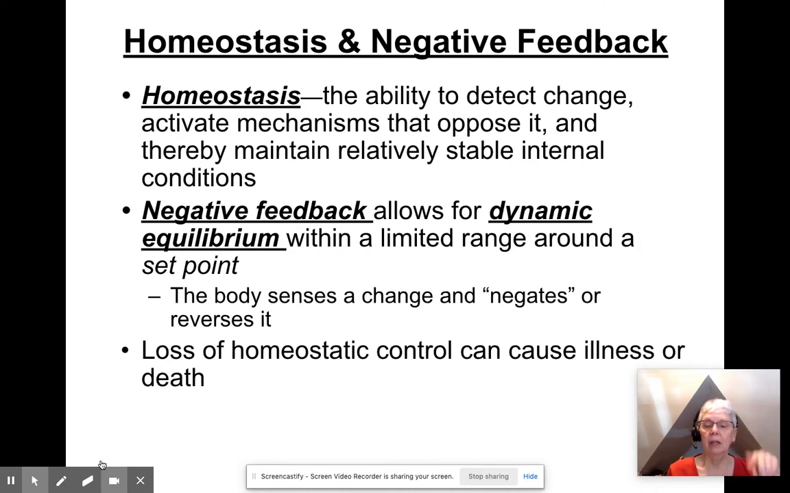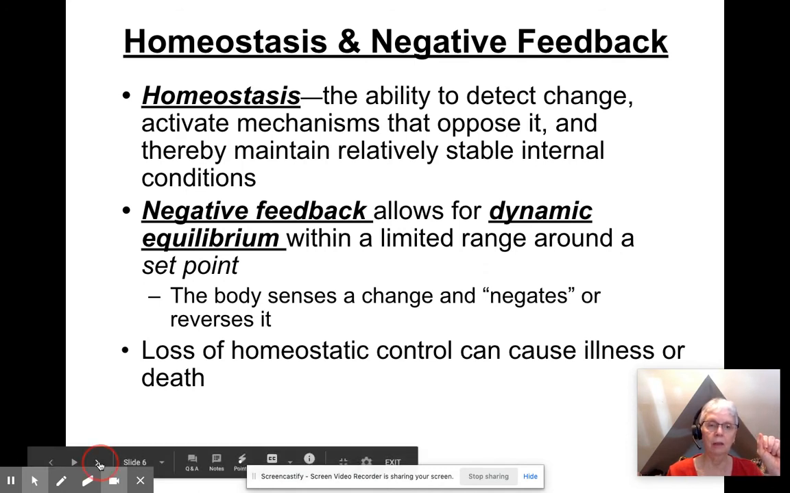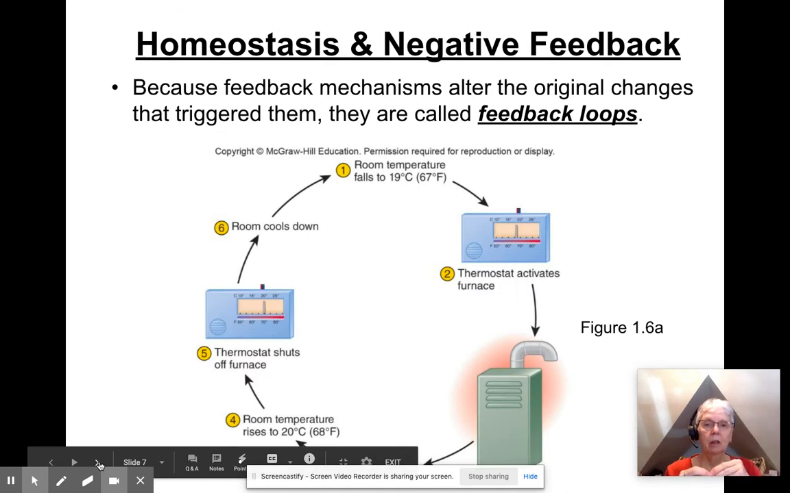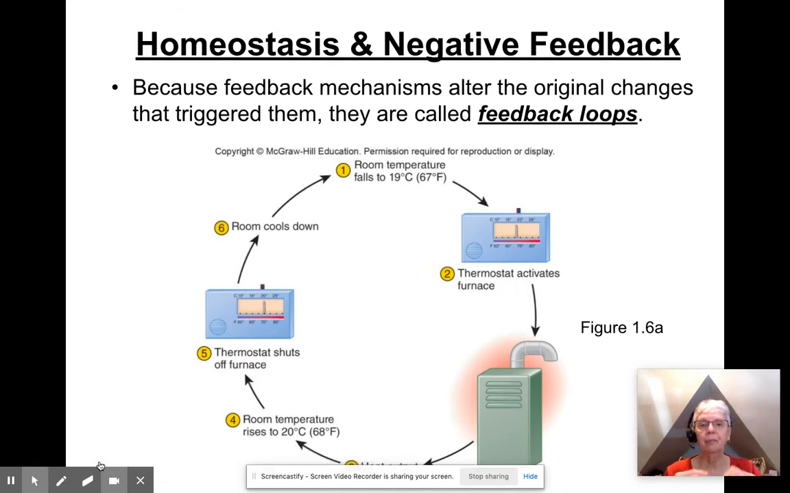Again, whenever we see a loss of homeostatic control, it could be caused by illness. So it's one of the things to be thinking about as we're thinking about homeostasis. So we're going to talk about this negative feedback loop.